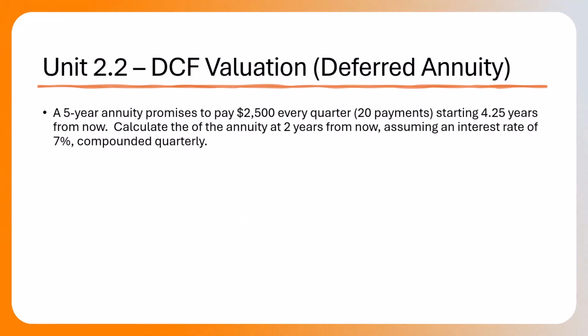A 5-year annuity promises to pay $2,500 every quarter. That's 20 total payments starting 4.25 years from now. There's quite a bit of a delay in those payments. Calculate the annuity's value 2 years from now. So we need to find the value exactly 2 years from now, and assume the interest rate is 7% compounded quarterly.